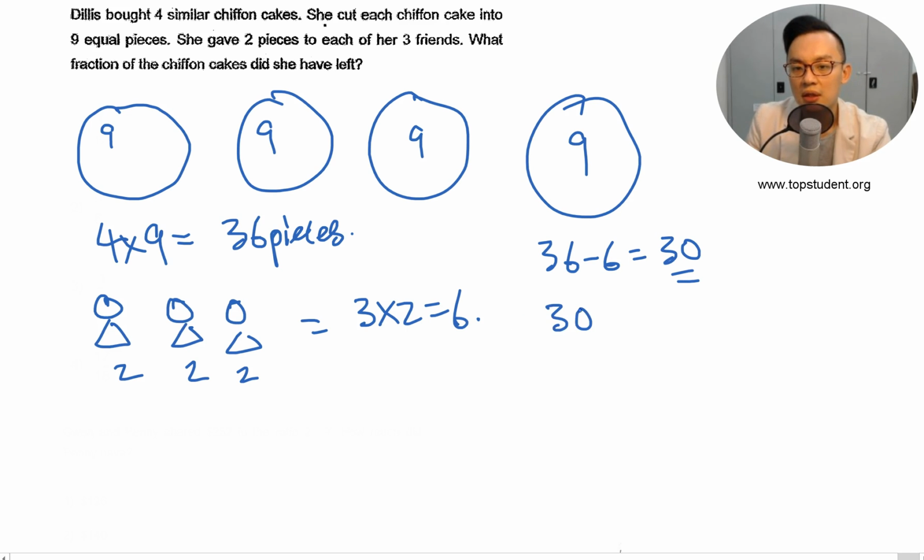So the fraction is 30 over the original, which is 36. Alright, so divide by 6. This is 5 and this is 6. So she's left with 5/6 of her original chiffon cakes.